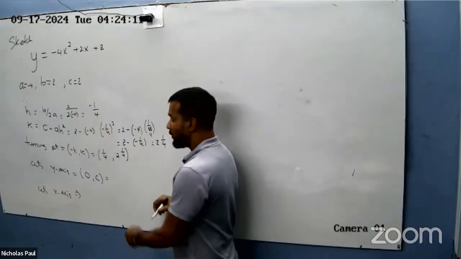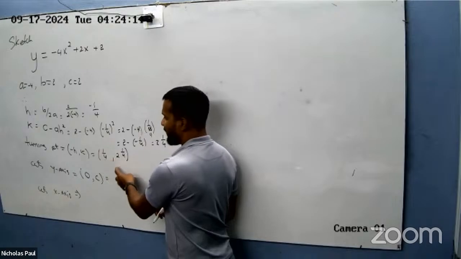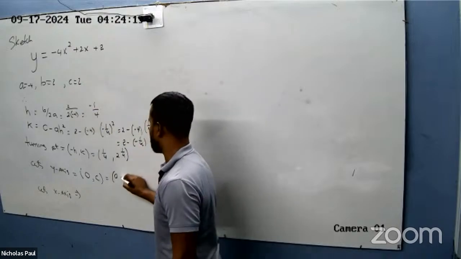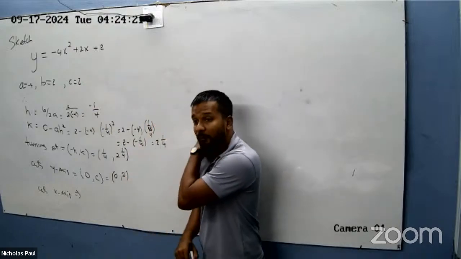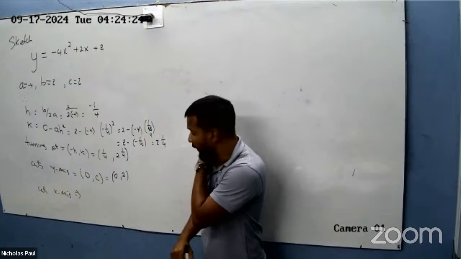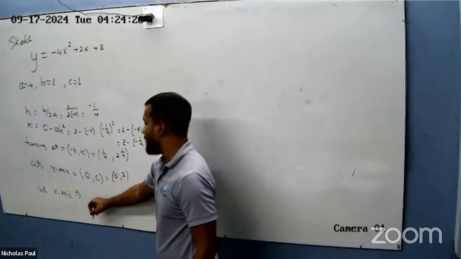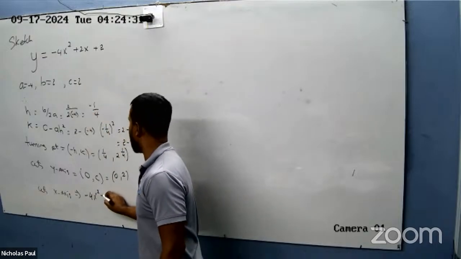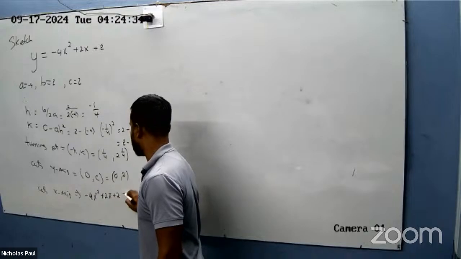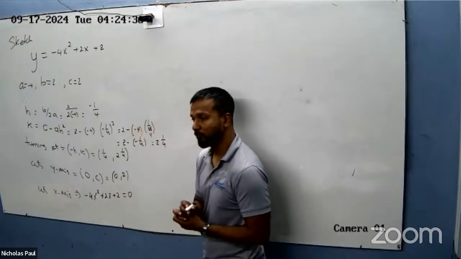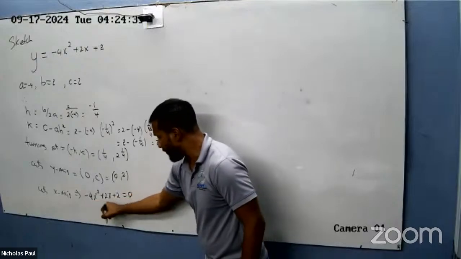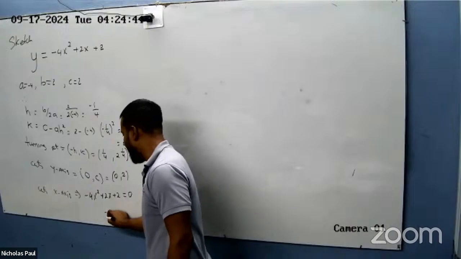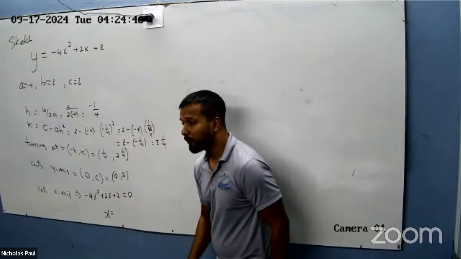So we have H and we have K. It cuts the y-axis at 0, C, so that's 0, 2. Yeah? And then it cuts the x-axis where -4x squared plus 2x plus 2 is equal to 0. So I have to solve this equal to 0. What do we have here? X is what? 1, minus a half.